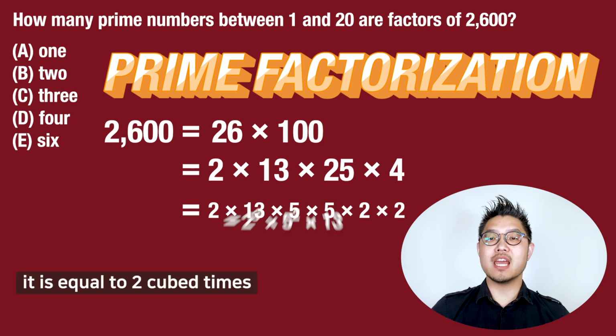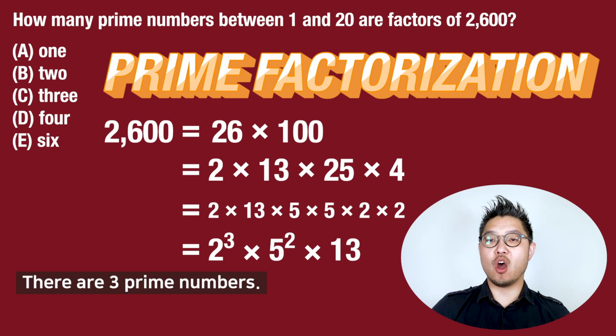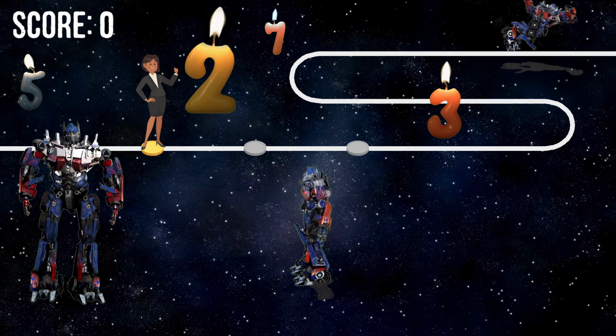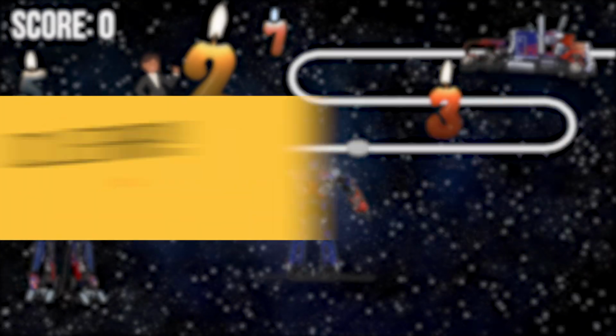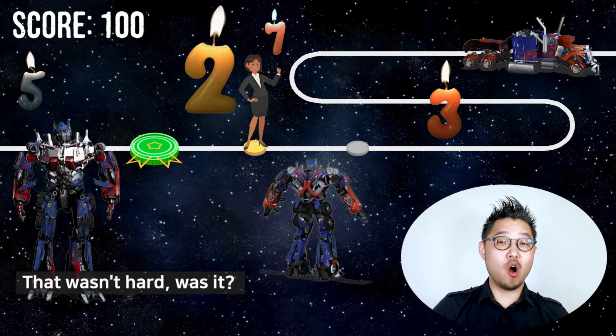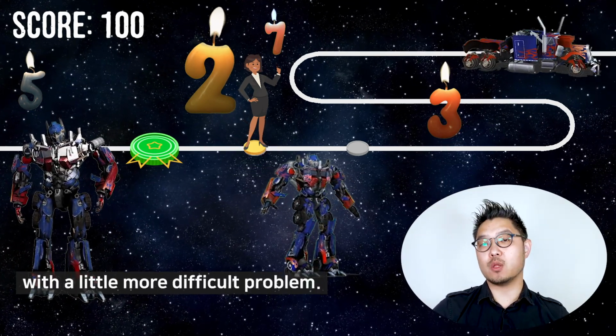Simplifying the like terms, it is equal to 2 cubed times 5 squared times 13. There are 3 prime numbers. The answer is C. That wasn't hard, was it? Now let us try another stage with a little more difficult problem.